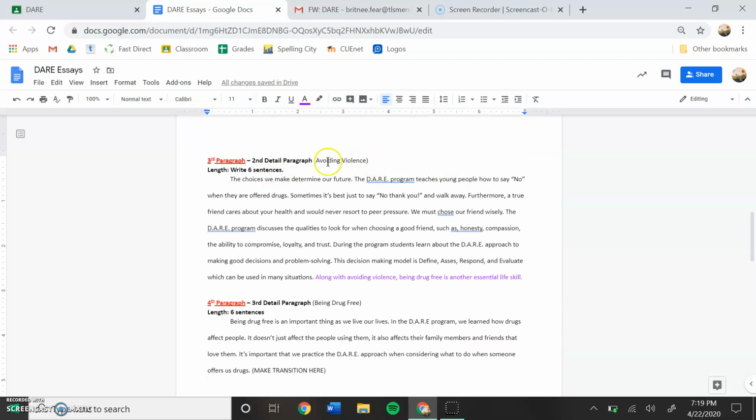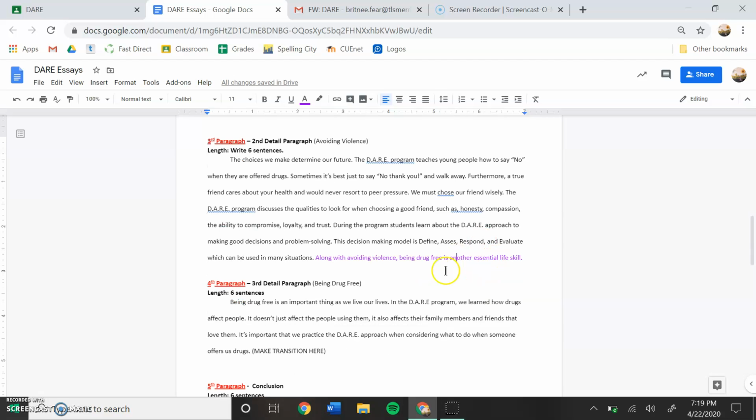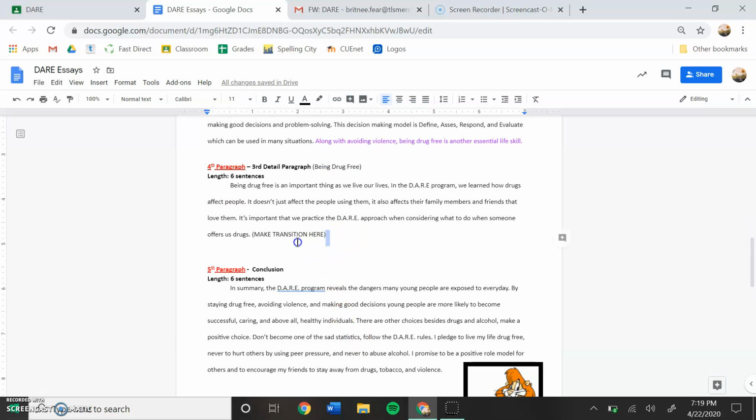So in this paragraph, I'm talking about avoiding violence. And then here, we're just saying, along with avoiding violence, being drug-free is another essential life skill. So we're setting the stage again for our third detail paragraph. And this last transition that we're going to make here, you're going to set the stage for your concluding paragraph. So you want to make sure that it ties being drug-free into your concluding paragraph. So go ahead and read through your concluding paragraph, make sure that makes sense. If your parents are sitting next to you, go ahead and have them read through your rough draft as well, because they will be able to help you with grammar and punctuation things.